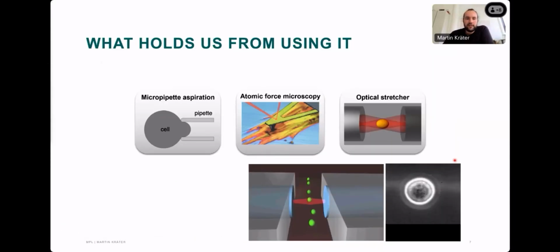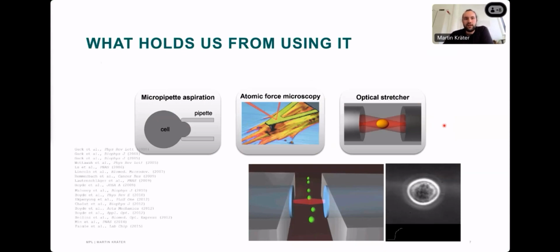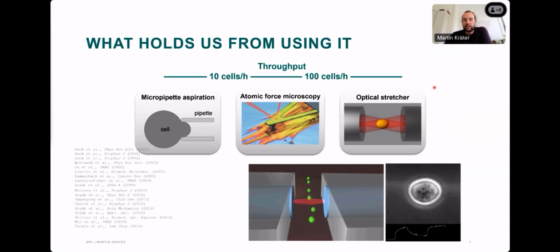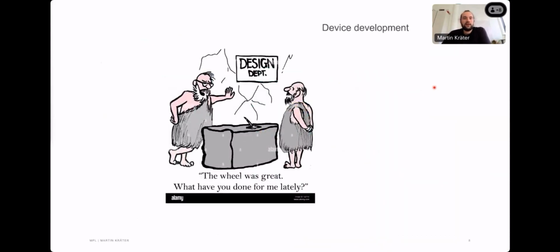Well, there are a couple of techniques, from micropipette aspiration and atomic force microscopy to the optical stretcher. And all these techniques have one thing in common: they are super, super slow. You reach 10 cells per hour, up to 100 cells per hour if you're a very good experimentator. It also requires a lot of knowledge and experience to operate these technologies. And we tried to bring this to the next level.